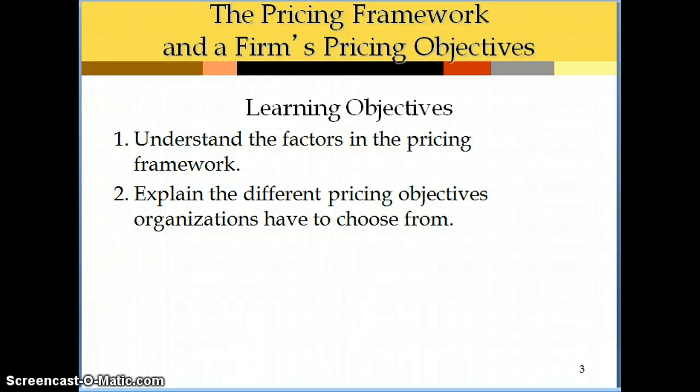Understand the factors in the pricing framework. Explain the different pricing objectives organizations have to choose from. Understand the factors that affect a firm's pricing decisions. Understand why companies must conduct research before setting prices in international markets. Learn how to calculate the break-even point. Understand introductory pricing strategies. Understand the different pricing approaches.